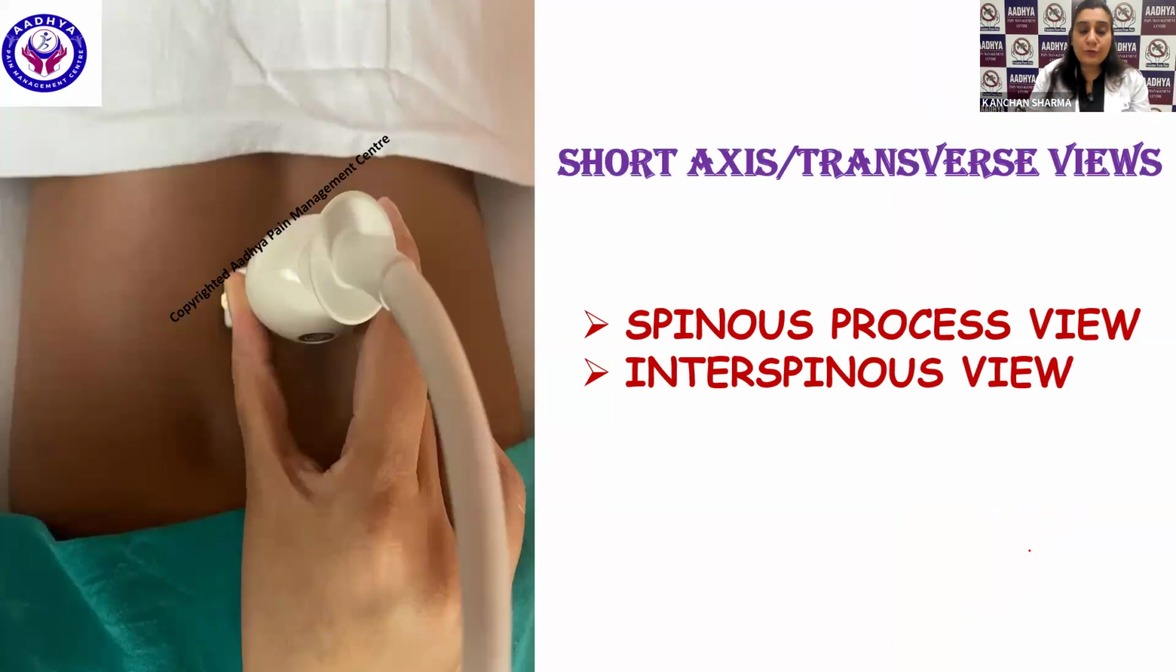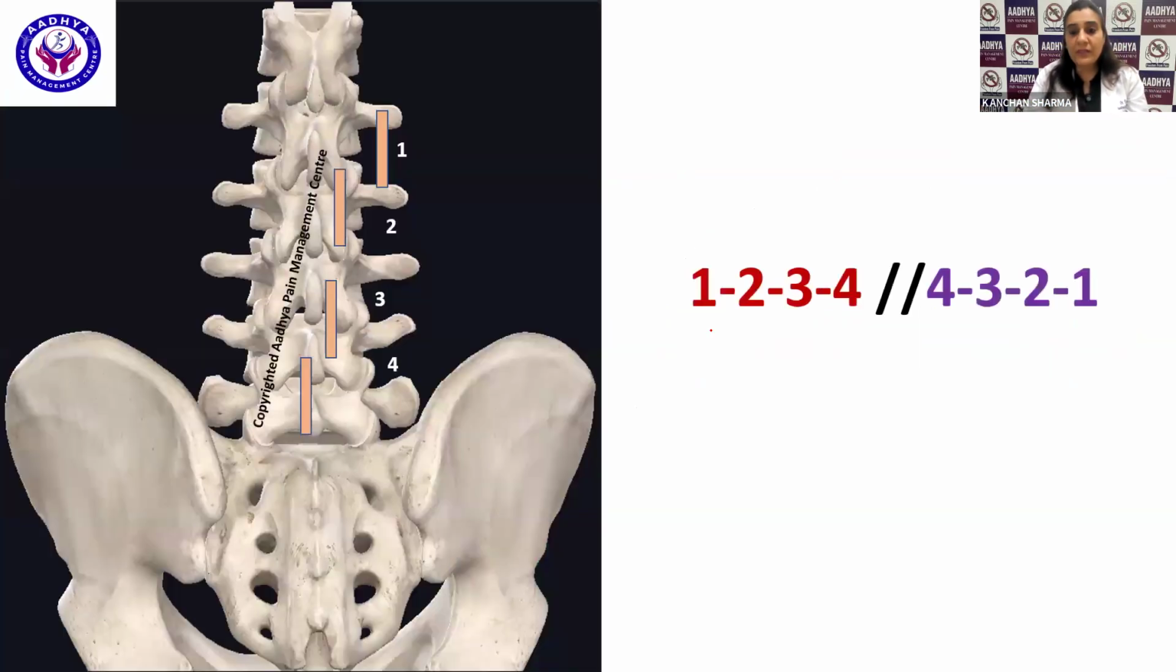Now, once you go to the short axis or the axial view or the transverse view, you will have two views. Either your probe will be over the spinous process or your probe will be in between the spinous processes. Okay. So now how are you supposed to examine? So there are two ways. Either you can come from the transverse process and reach the spinous process, or you can start from the spinous process and go up to the transverse process.